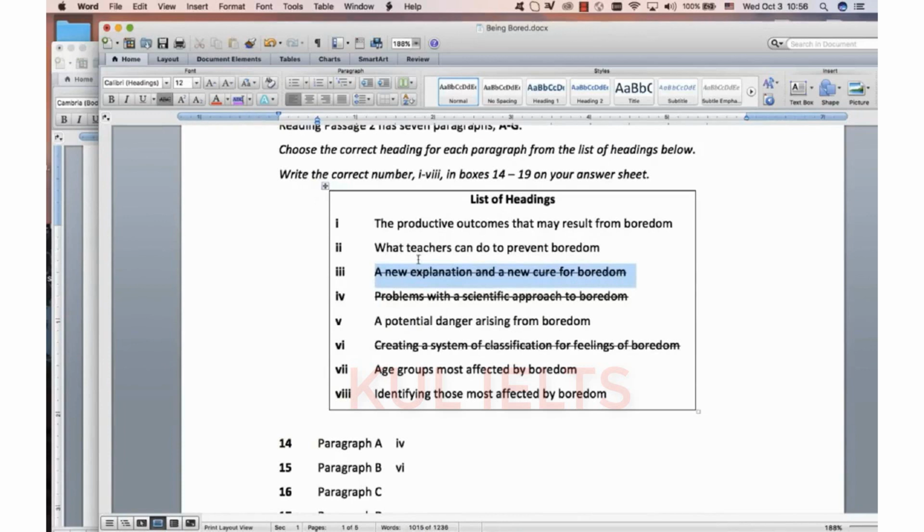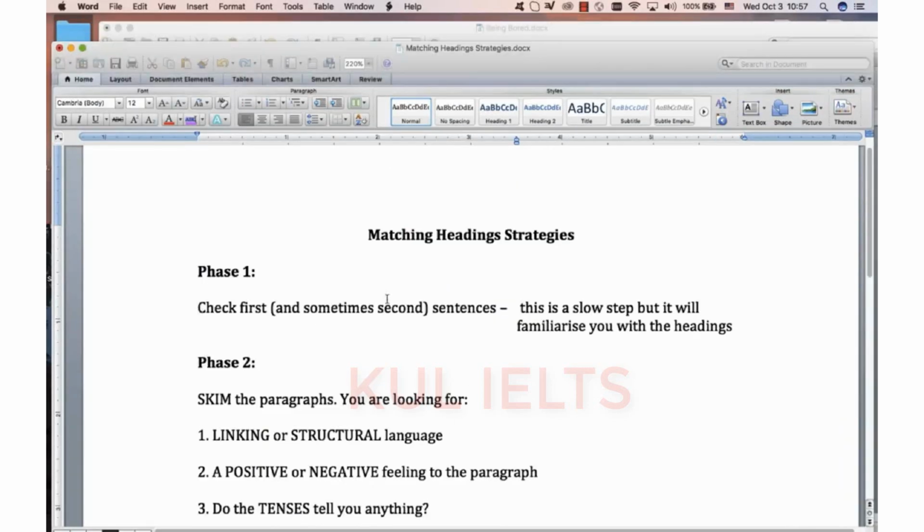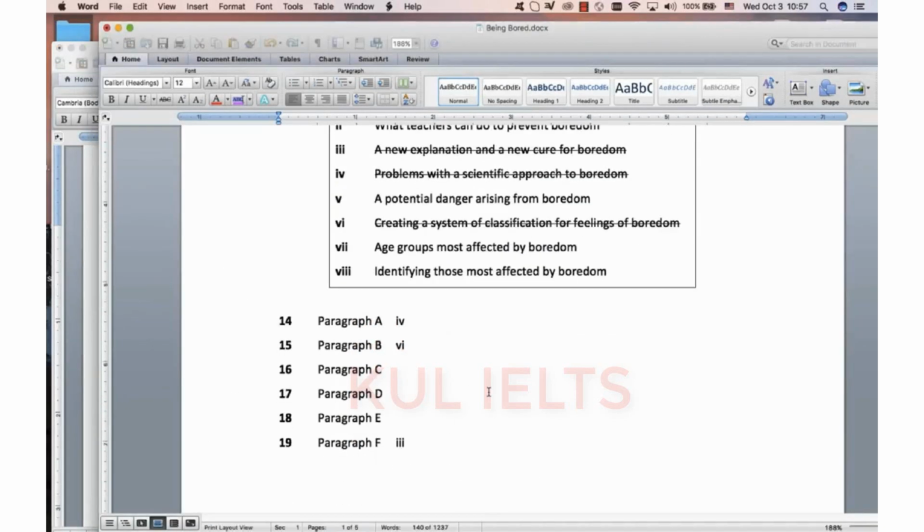Be careful, it could easily have been a false heading. They'll use that word new to create a false heading. But I read the paragraph a bit more, seems fine. So that was paragraph F and 3. Alright, so phase 1, check first, sometimes second sentences of this actually gave us 3. They weren't easy, but they were close enough.